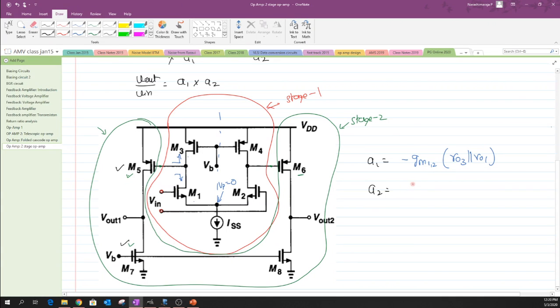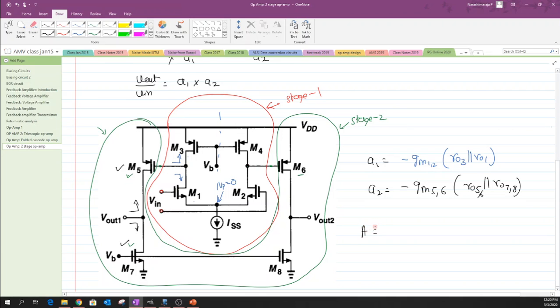One could quickly write down this expression, because we have the input device as M5, the Gm is created by that transistor M5, and that is written as Gm5,6. With the same concept of output impedance, just by looking into the drains we can write it as RO5,6 in parallel with RO7,8. Okay, so this is the gain of the second stage.